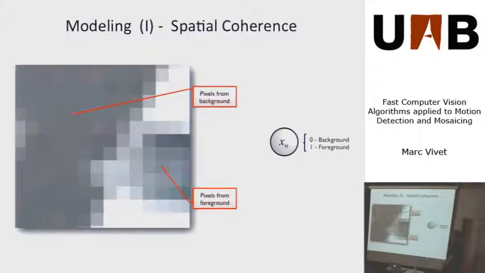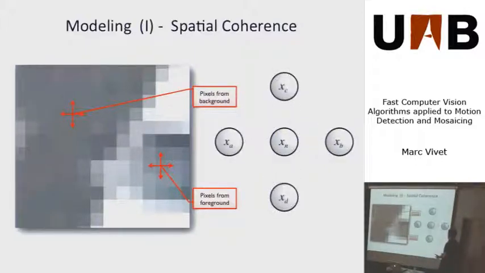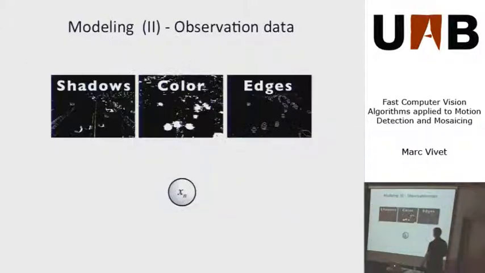And we represent this as a random variable with two states. In addition, we can see that pixels from the background tend to be close to pixels from the background, and pixels from the foreground tend to be close to pixels from the foreground. So there is some kind of relation. We show the relation by connecting the node with its neighborhood through factor nodes.